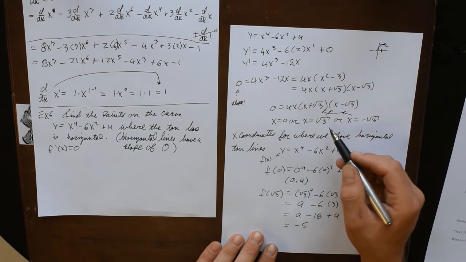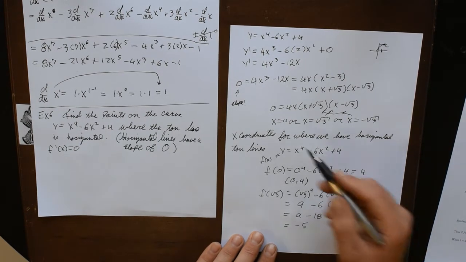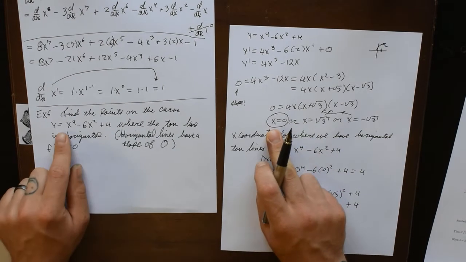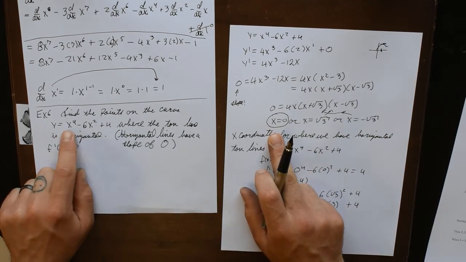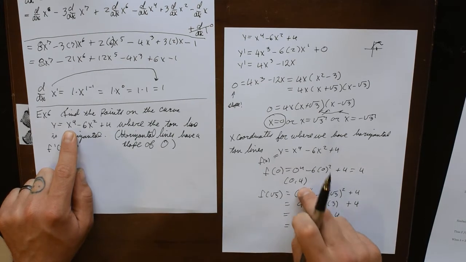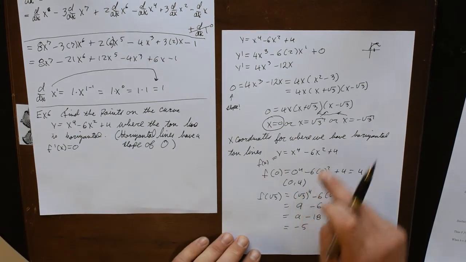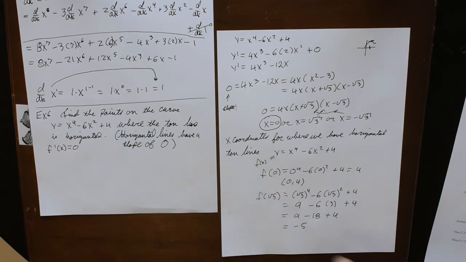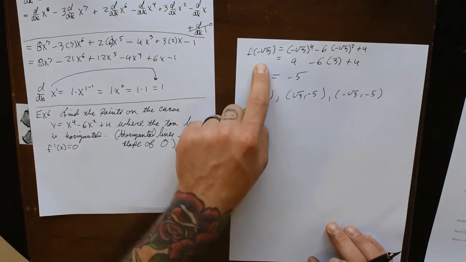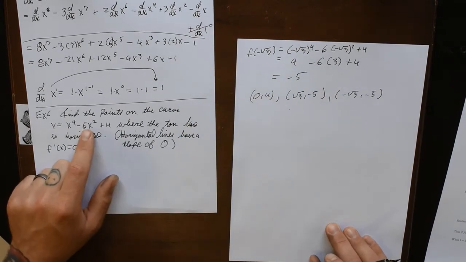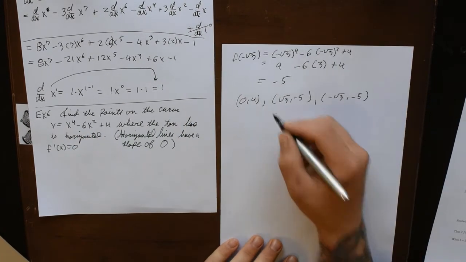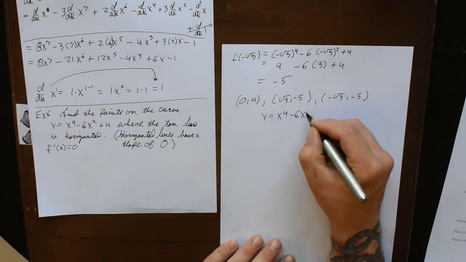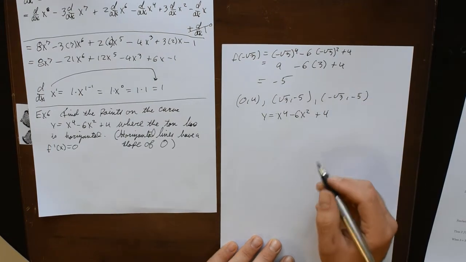So once we figure out these x values, we need their y values. So we take x equal to 0 and plug it into the original, because we want the y value on this curve when x is equal to 0. Similarly, square root of 3 plugged into the original, because we want the point on the original. And lastly, negative square root of 3, because we wanted the point on the original. These three points lie on the curve y equals x to the 4th minus 6x squared plus 4.